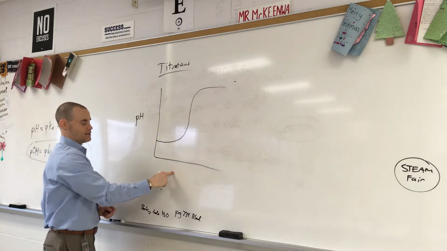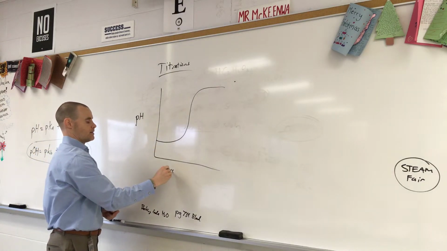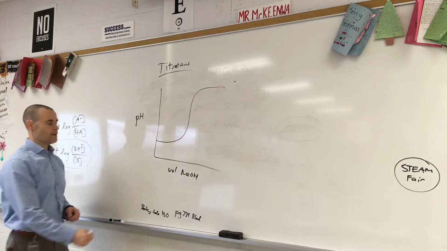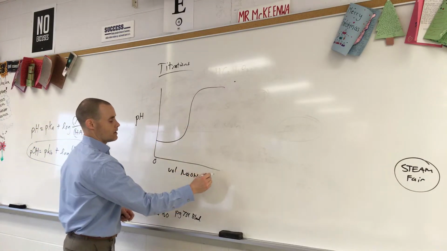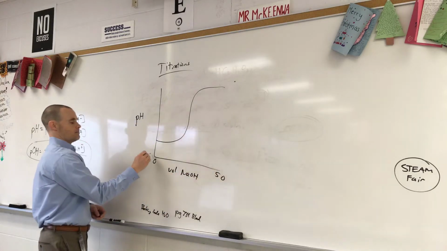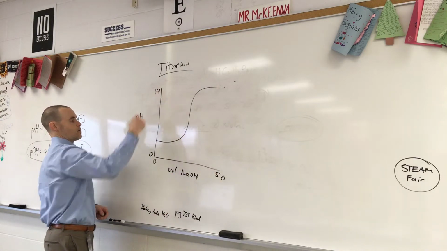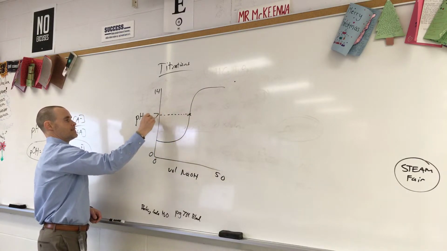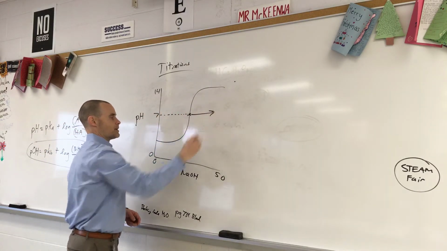What's on this axis? Kind of depends. Fine. Volume of NaOH, let's say. Volume of base. Alright, let's say 0 to 50. pH 0 to pH 14. Right in the middle of that vertical part should be 7. Does anyone remember what that's called?